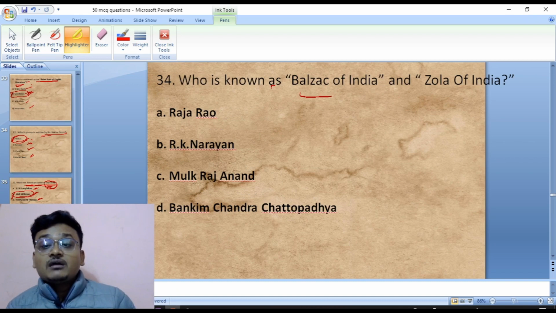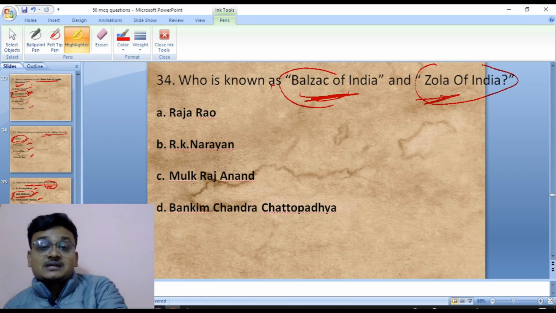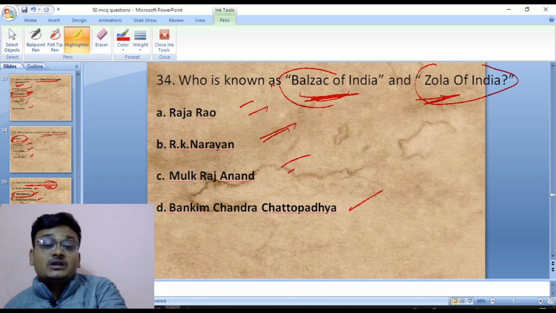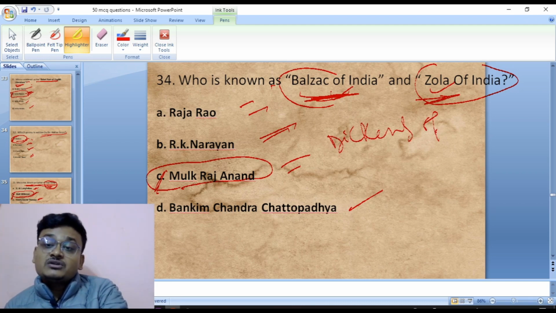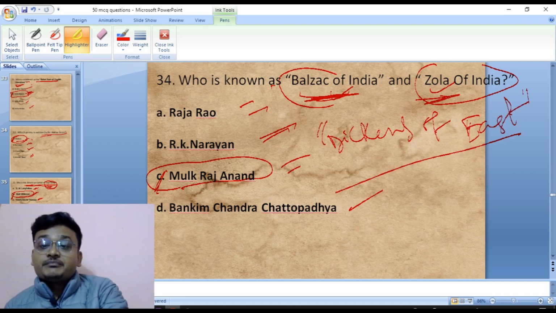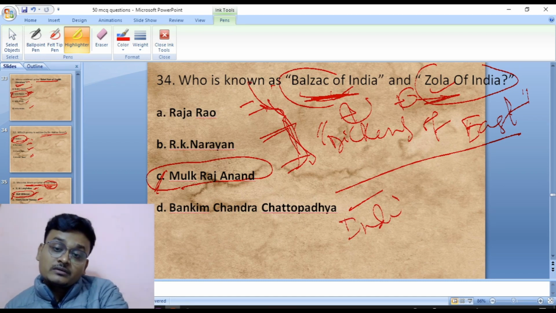Who is known as the Balzac of India or Zola of India? Raja Rao, R.K. Narayan, Mulk Raj Anand, Bankim Chandra Chattopadhyay. So option C, Mulk Raj Anand, is known as the Balzac of India or Zola of India. He is also known as the Dickens of the East. Raja Rao, R.K. Narayan, and Mulk Raj Anand are called the Indian trio of Indian literature.